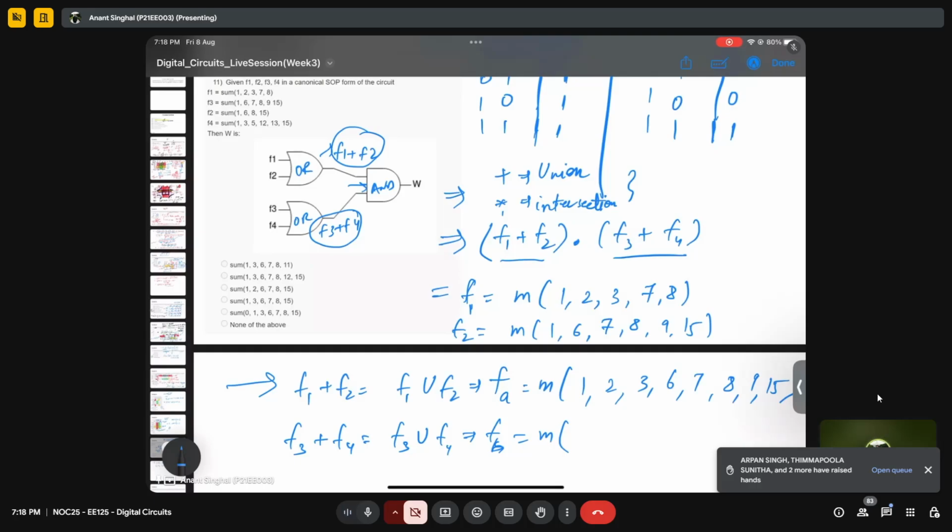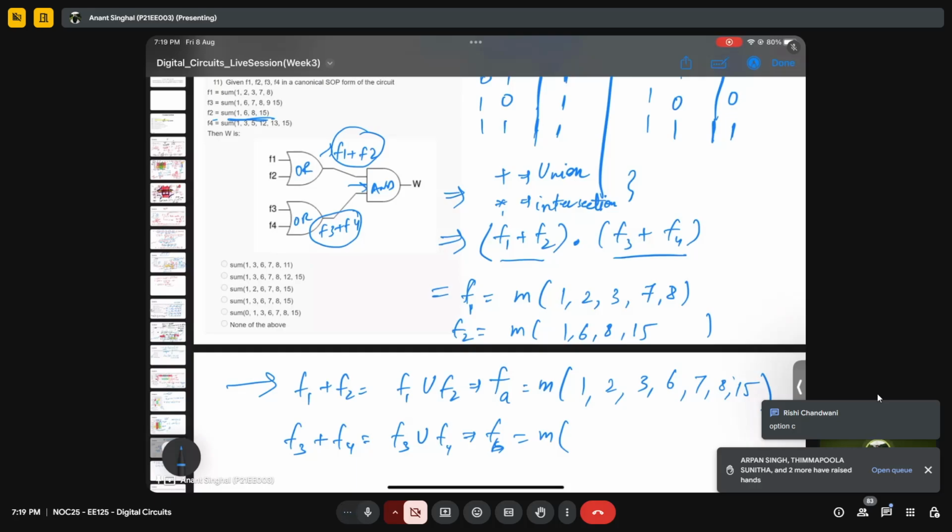Okay, sorry, I think I have not written it correctly. So actually the F2 is this. I've written it wrong, my bad. The question says F2 is 1, 6, 8, 15. So it would be 1, 2, 3, 6, 7, 8, 15. Is it clear? I've written the question wrong, sorry. Is it clear for F1, F2?